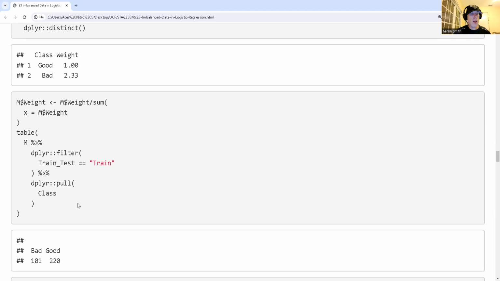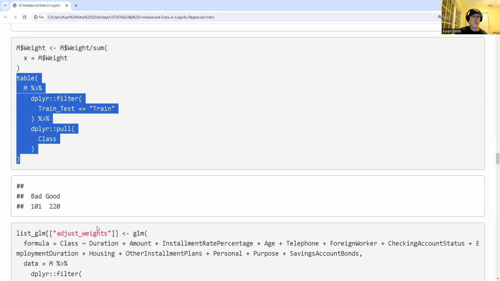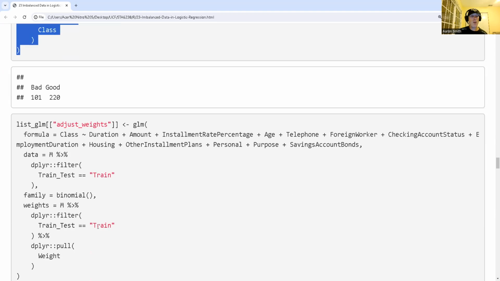All right, and so now if I go through, I can make some adjustments, or I can just take a look at the number of observations that are bad credit and the number of observations that are good in the data set. And now I'm going to very easily specify what the weights are. Each individual observation is going to have a weight assigned to it. And I'm going to just do this.